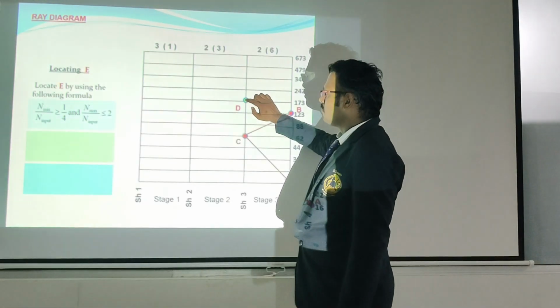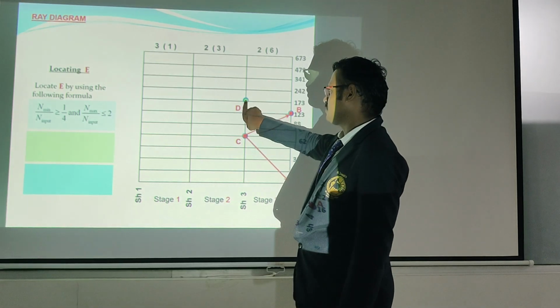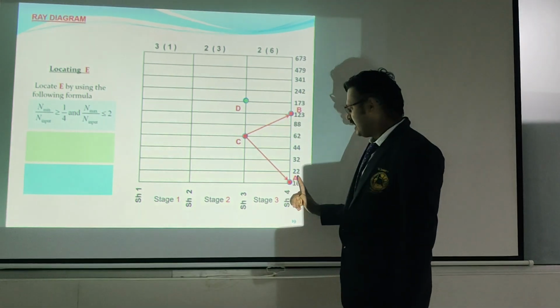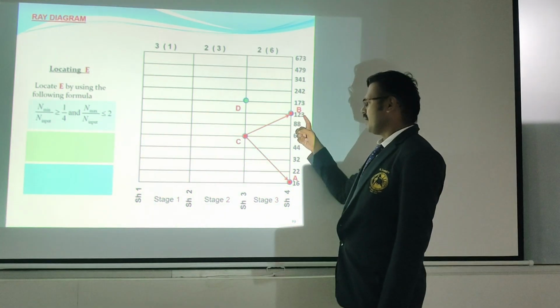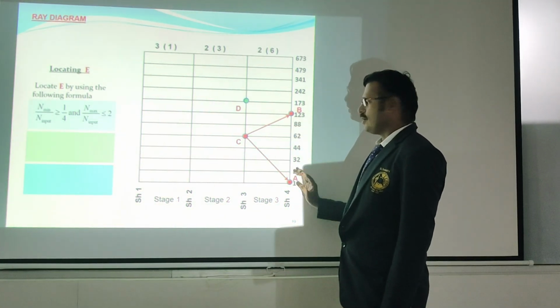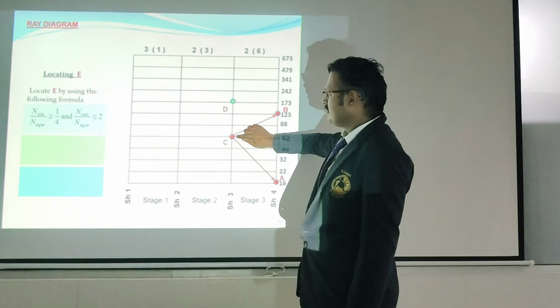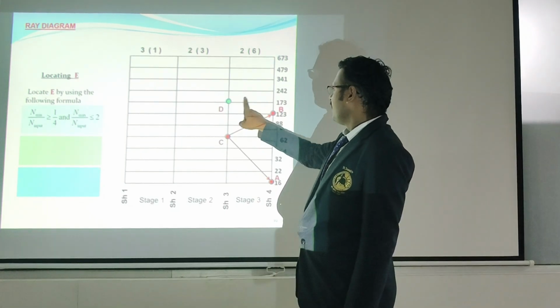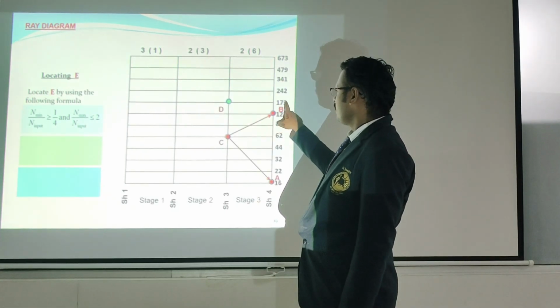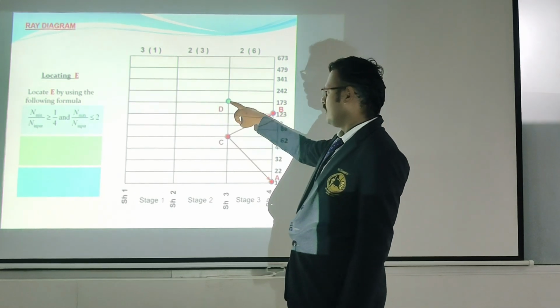So here I have marked a D point. Now it is a minimum speed, it is a maximum speed. For stage 3, it is a minimum speed, it is a maximum speed. We have divided this value by 2, we have multiplied this value by 4. But now this value is minimum, this value is maximum. Now we have to divide the value by 2. 173 divided by 2, approximately 81.